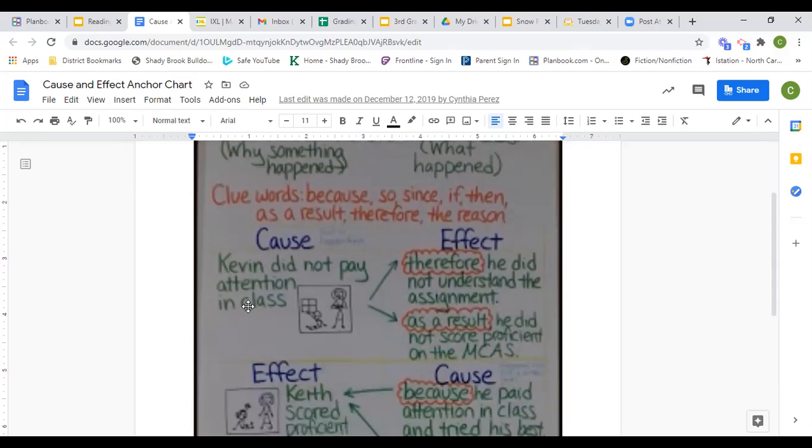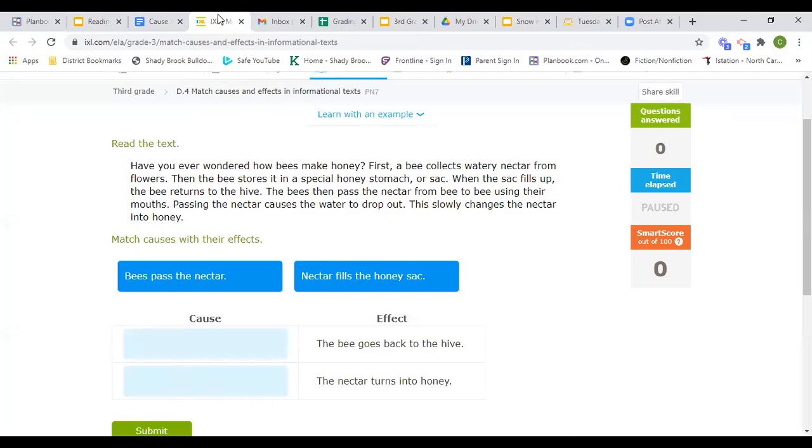Our first example, Kevin did not pay attention in class. That was the cause. Therefore, which is one of our keywords, he did not understand the assignment. As a result, he did not score well on the test. So the keywords are therefore and as a result that we're looking for. Let's take a look at the IXL activity.